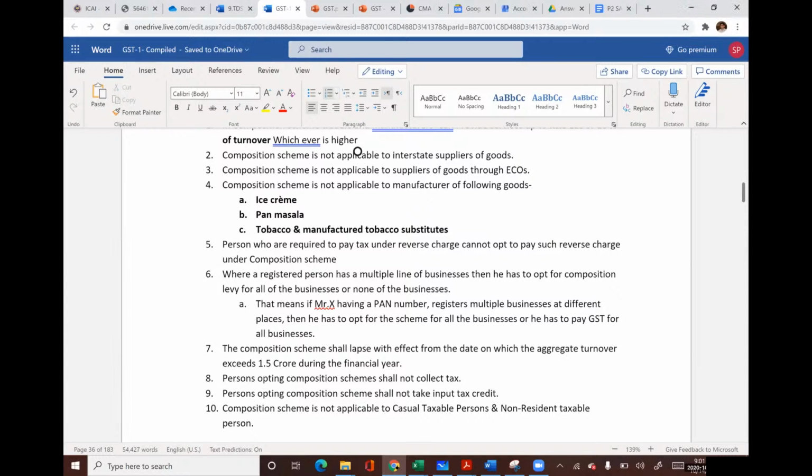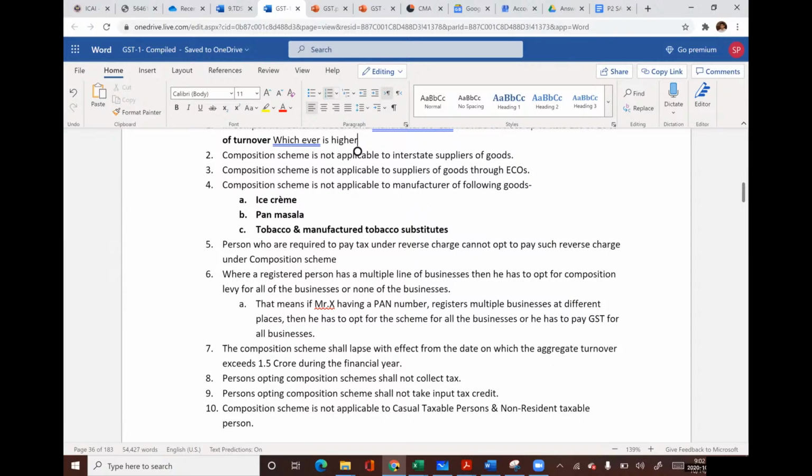The composition scheme shall lapse with effect from the date on which the aggregate turnover exceeds 1.5 crore during the financial year. Right. So the moment you cross 1.5 crores, sir, I thought I was paying tax under composition scheme because last year it was 1 crore. This year also I thought it will be 1 crore, so I started paying GST under composition scheme. But due to unexpected demand for my products, the turnover crossed 1.5 crores. So up to 1.5 crores composition scheme. After that, regular GST. You guys getting it? Yes, sir. Next.